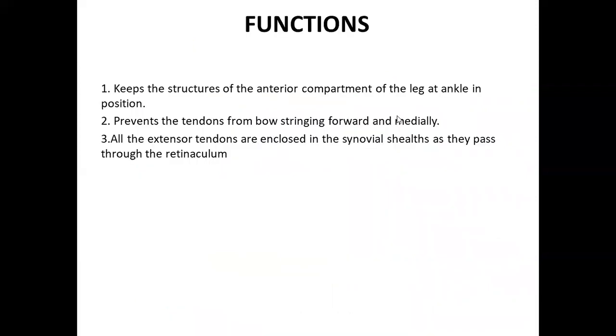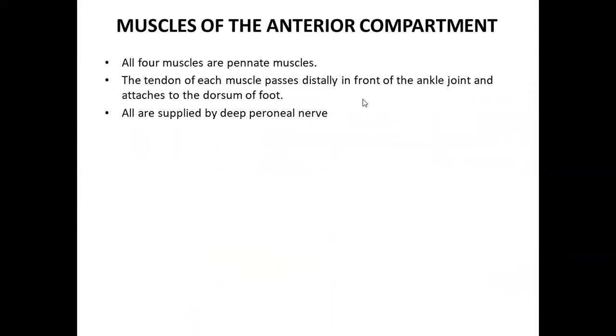What are the functions of this? As we have already said, the main function is that it keeps the structures of the anterior compartment of the leg in position, and it prevents the bowstringing of these muscles. The tendons of all the extensor muscles are enclosed in a synovial sheath as they pass through the retinacula.